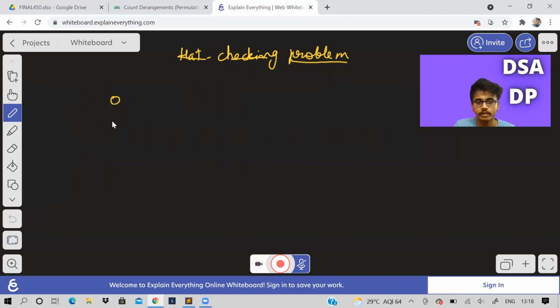Let us say there is only one person, and there is only one hat. How many derangements are possible? 0. So D1 is equal to 0. Let us say Dn is the number of derangements for n people or n objects. So if there is one person and one hat, derangement is 0, because you have to give the same hat to this person. There is only one option.